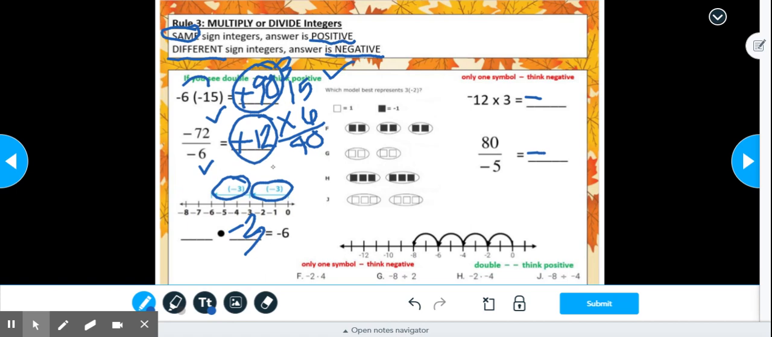Negative 3, negative 3. And then there's 1 and 2 groups of them. So our expression we could write is 2 times negative 3. And we check it, it does equal negative 6.